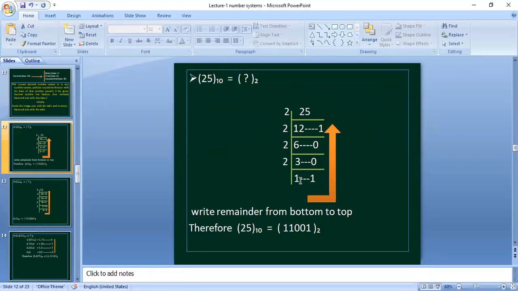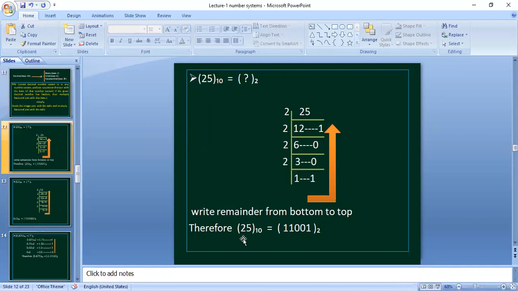So here the final result is 1, which is less than 2, so we can stop the division process here, and we need to consider the result from bottom to top. That is 11101. So this is the equivalent binary for the given decimal number 25.